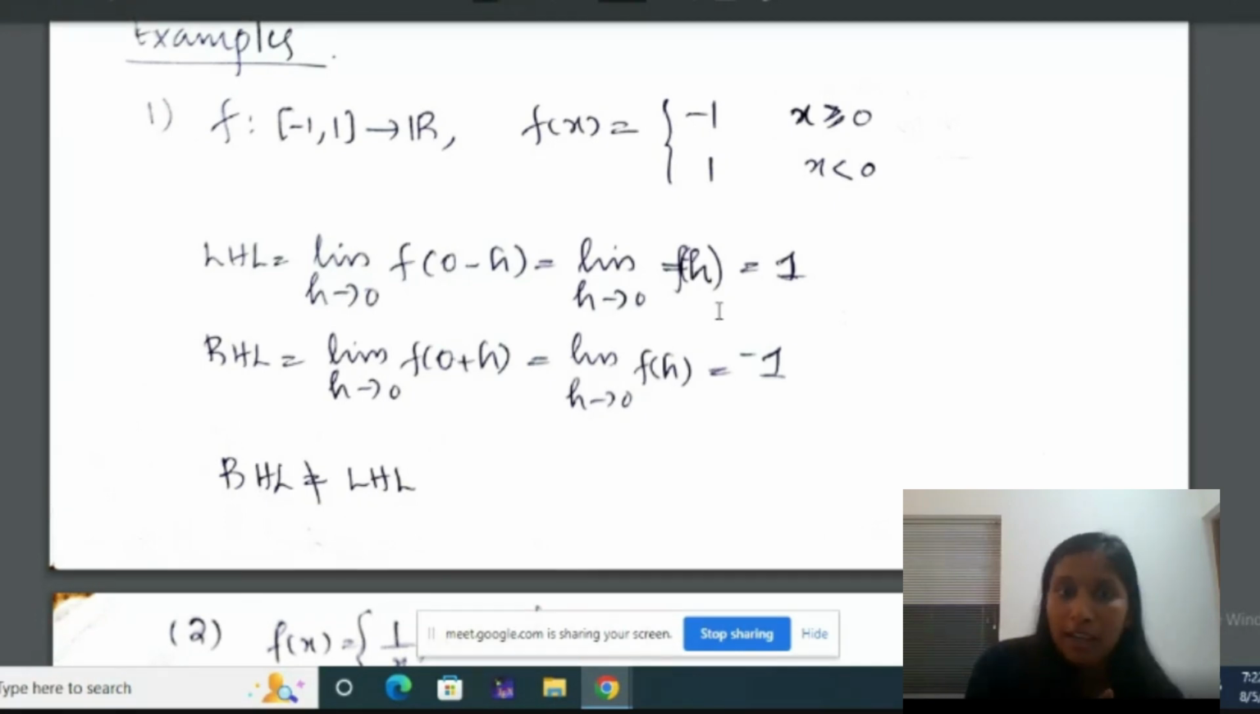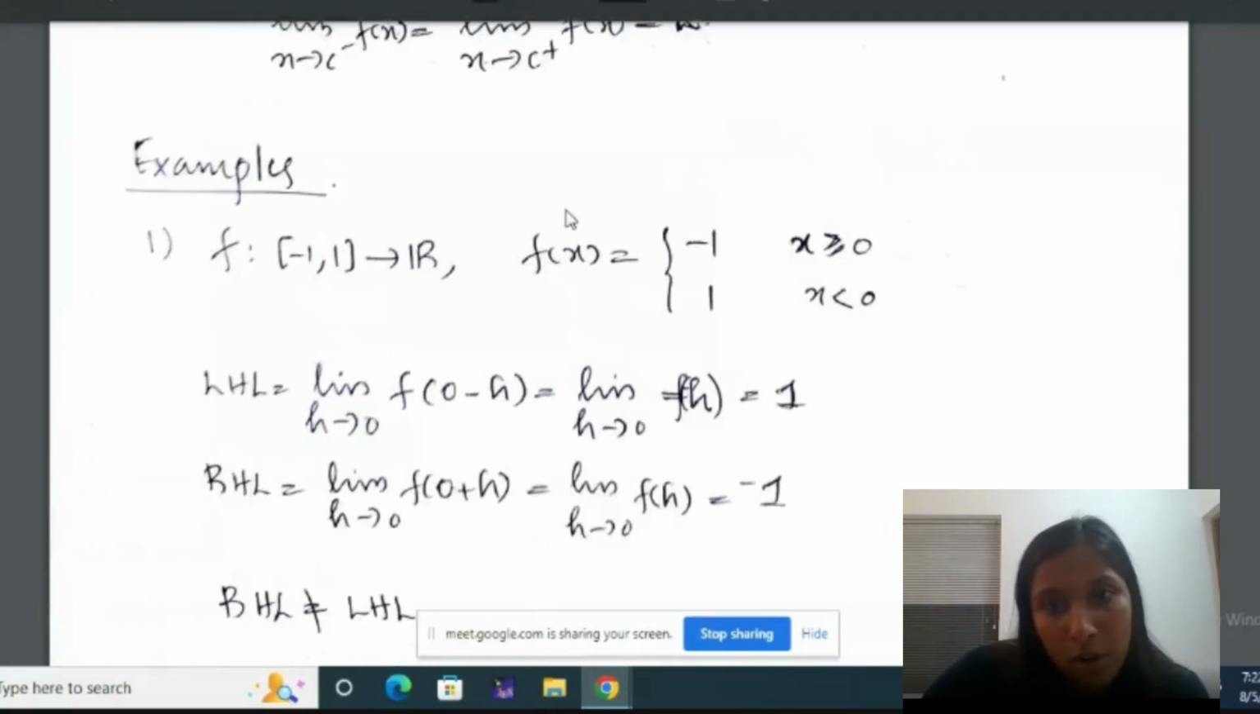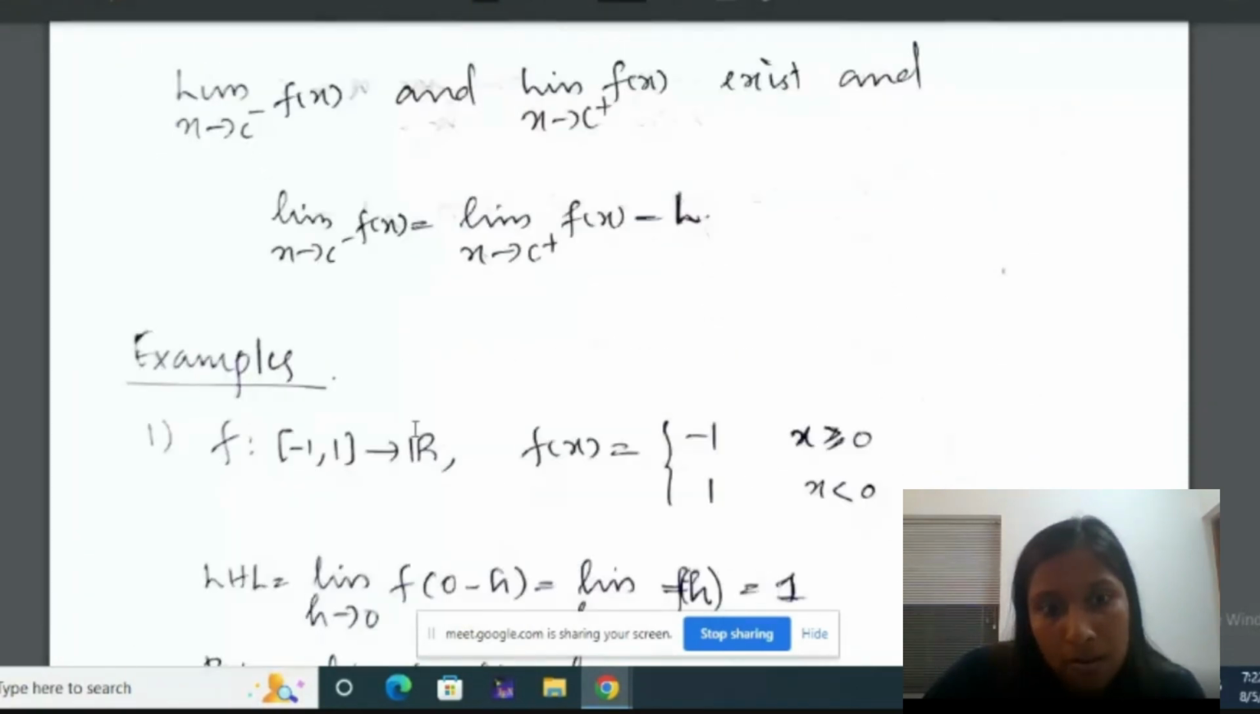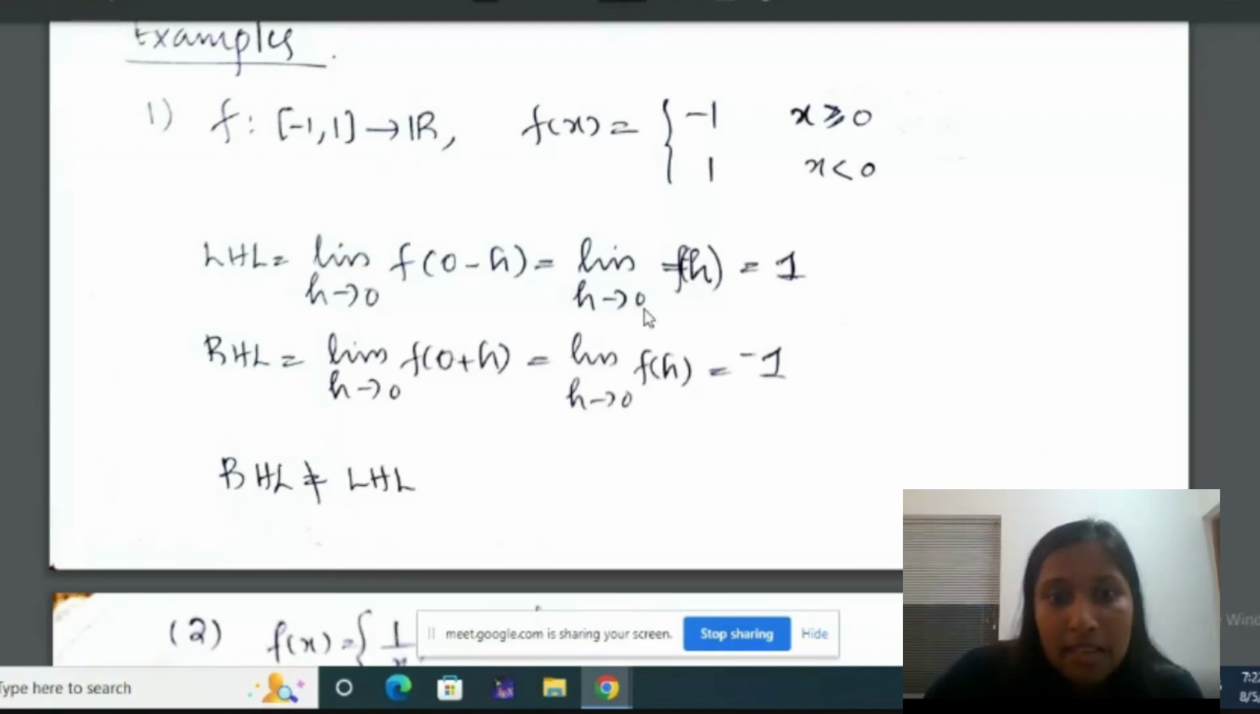But if the graph is not available, then we can go to the definitions of the right-hand limit and left-hand limit. Both ways are very important. The left-hand limit is the limit as h tends to 0 of f(0 - h). Here C is 0, so it is the limit as h tends to 0 of f(-h). The value h is taken as positive everywhere, so -h is a negative value. For x less than 0, the function value is 1, so the limit is 1, a constant function.